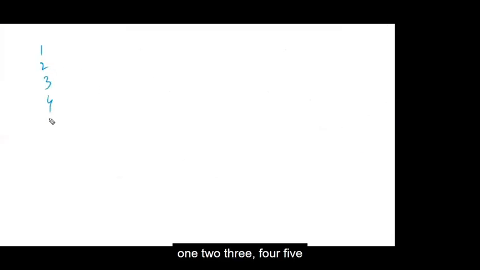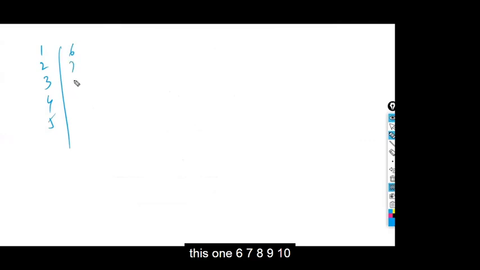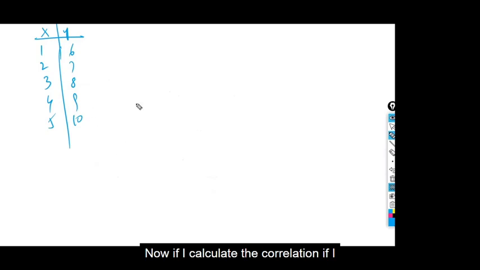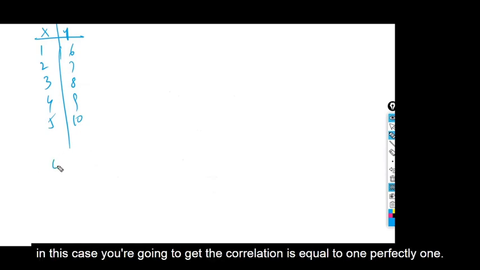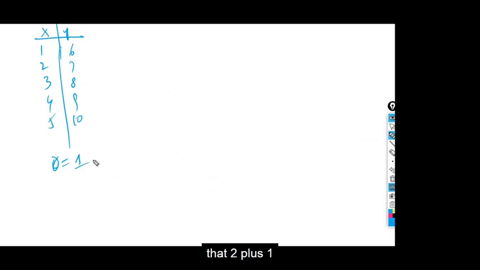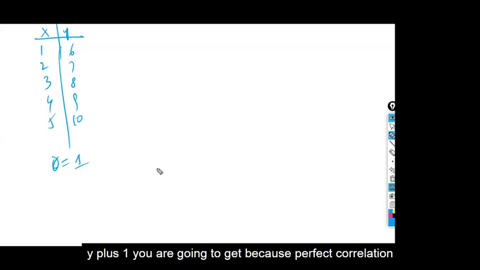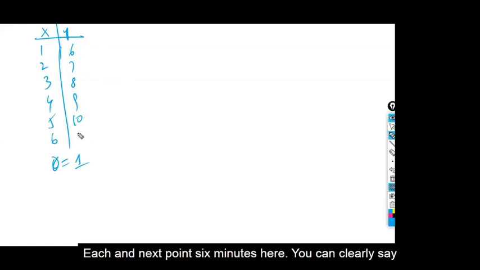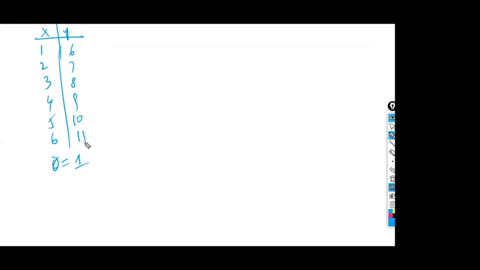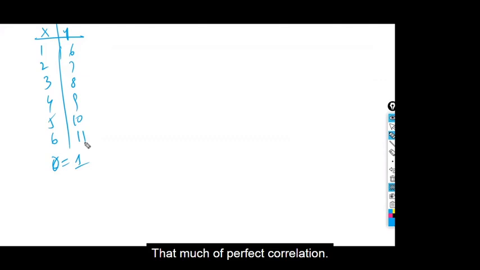1, 2, 3, 4, 5. This one 6, 7, 8, 9, 10. Now if I calculate the correlation for this, you are going to get the correlation equal to 1. Perfectly 1. Why plus 1 do you get? Because you have a perfect correlation. Perfect correlation means each next point, 6 here, you can clearly say it is 11. That much is perfect correlation.